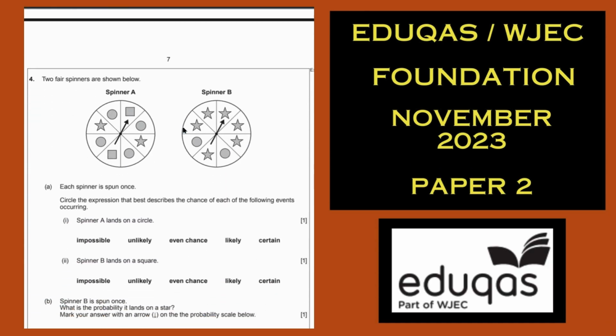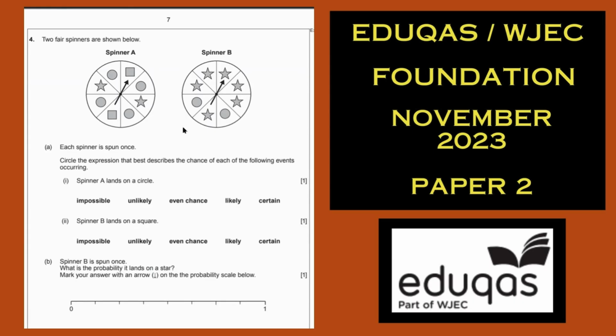Two fair spinners. Lots of waffle on this. Ultimately, that's what we care about. Spinner A landing on a circle. 4 of them are circles out of 8. That's a chance of a half, 50-50, whatever you want to call it. It's an even chance. Spinner B on a square. There's no squares. Can't happen.